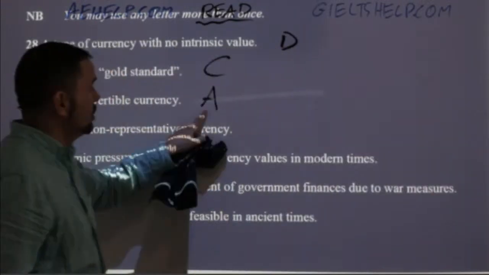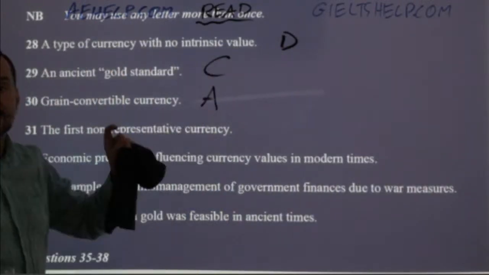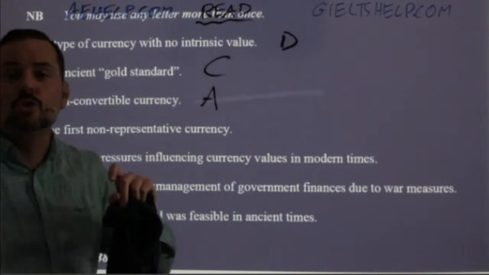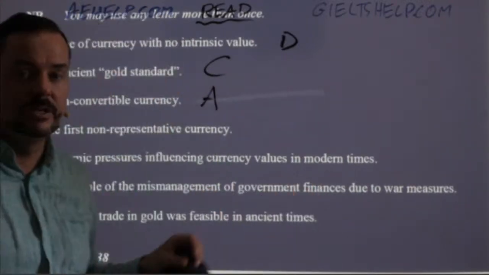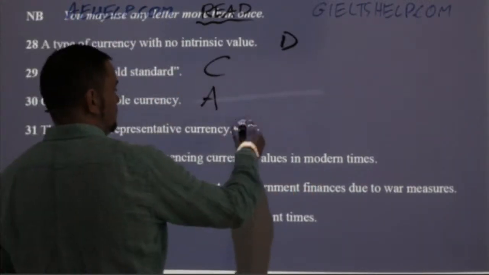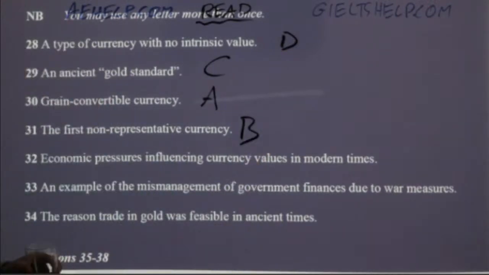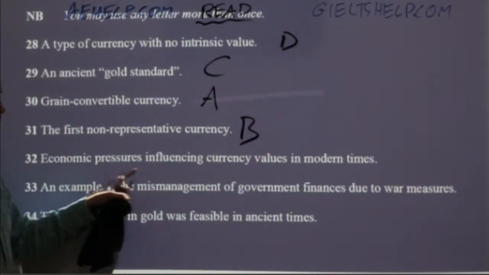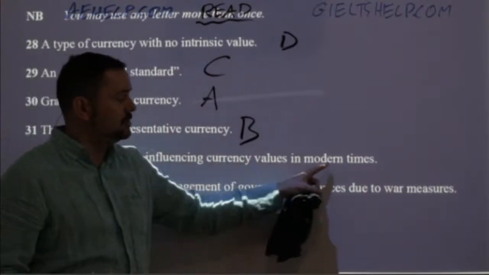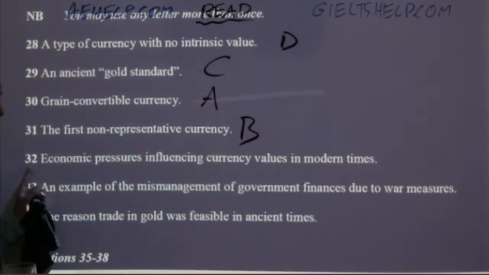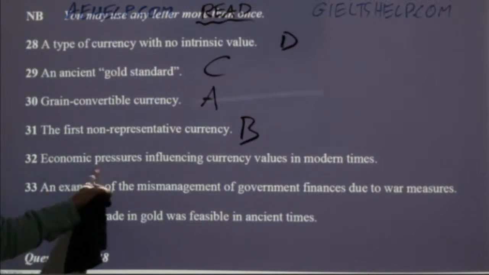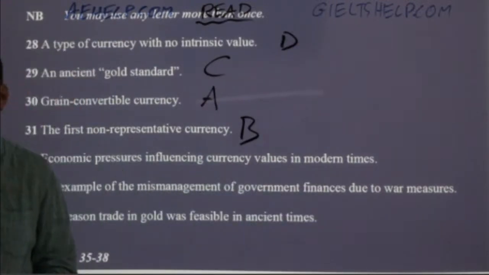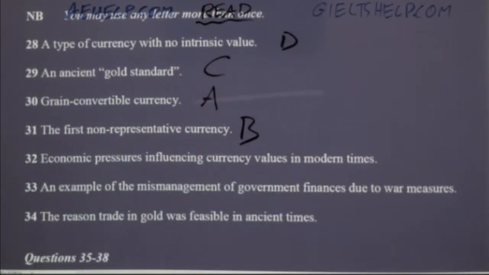So in paragraph A, the metal piece actually represented how much grain you had. Okay, so it's non-representative. So it's B. Okay, all right. Economic pressures influencing currency values in modern times. Number 32, obviously we're much later in the passage now. So number 32, economic pressures influencing currency values in modern times.